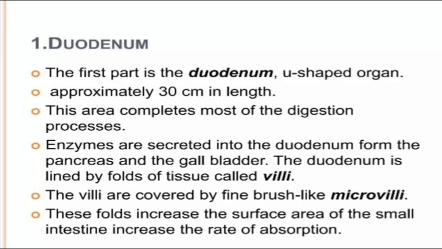Duodenum. The first part is the duodenum. It is a U-shaped organ approximately 30 cm in length. This area completes most of the digestion process. Enzymes are secreted into the duodenum from the pancreas and gallbladder. The duodenum is lined by folds called villi.